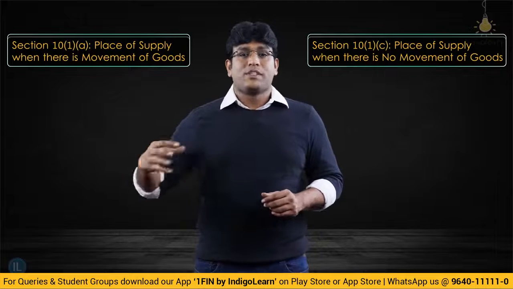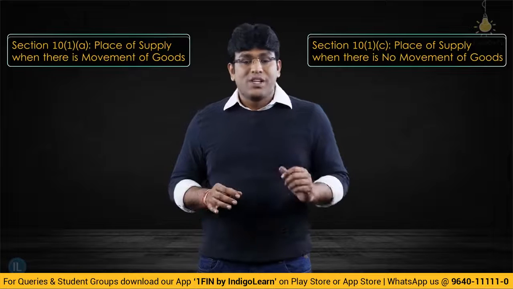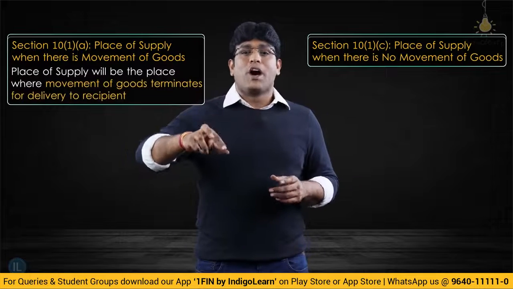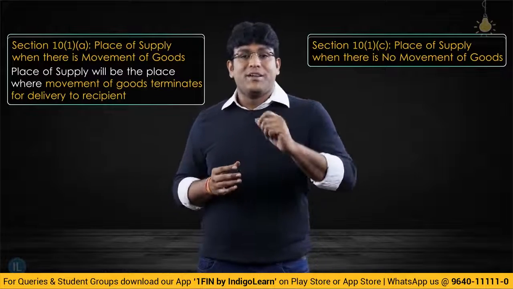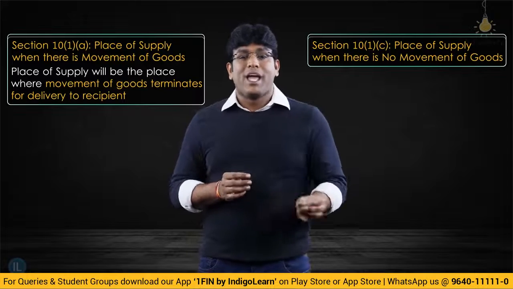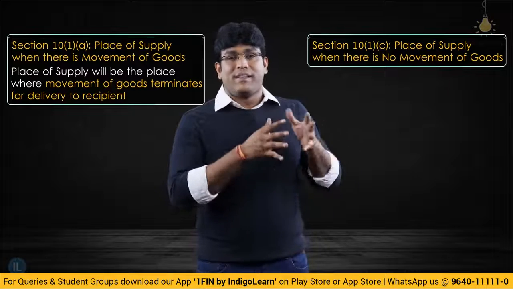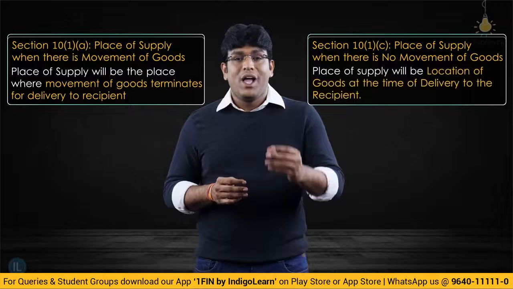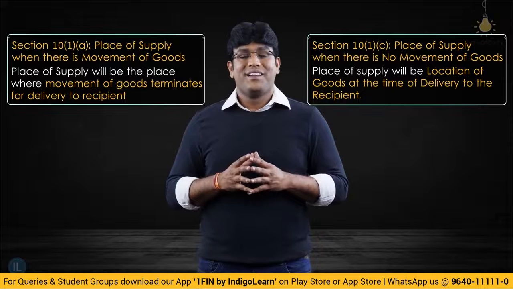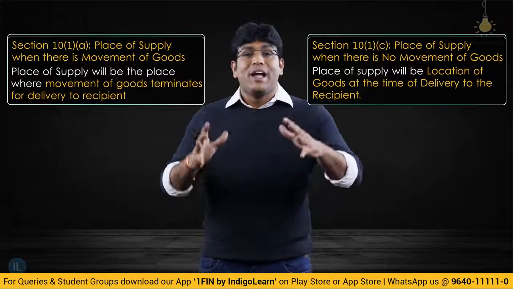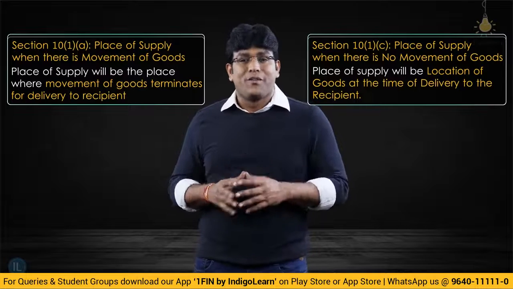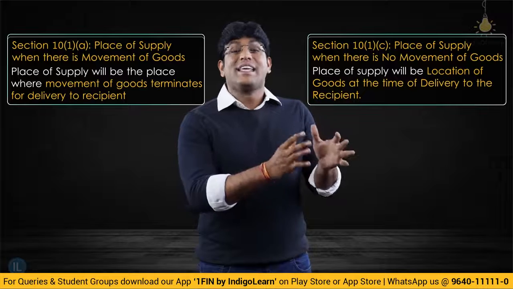10(1)(a) talks about place of supply in case where there is movement of goods, and in that case, place of supply will be the place where movement of goods terminates for delivery to the recipient. 10(1)(c) will apply to determine place of supply where there is no movement of goods, where 10(1)(c) specifies that place of supply will be the location of goods at the time of delivery to the recipient. What a brilliant language they used. So that is the story of 10(1)(a) and 10(1)(c).